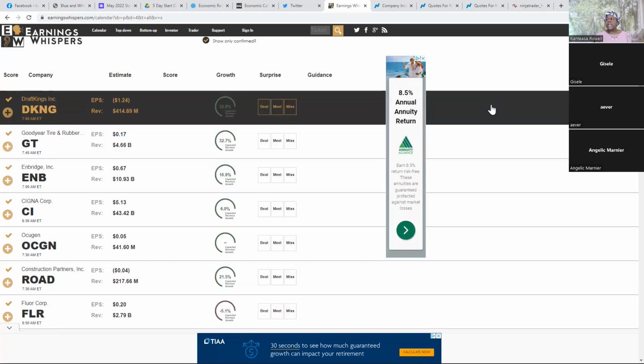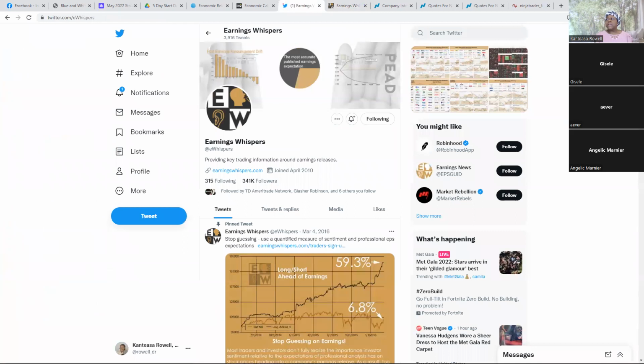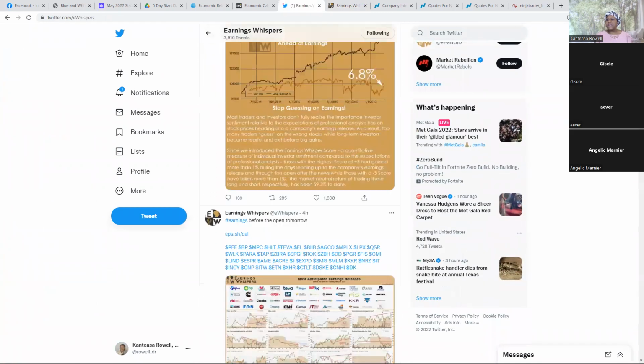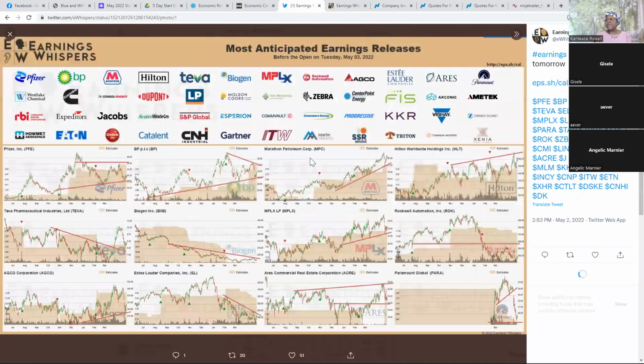Now, this is the website. A lot of people are very familiar with their Twitter page. For Earnings Whispers on their Twitter page, they have this right here so that you can see the earnings that are being released on a single day. And then they'll have them all listed there. So as you can see on this one, Tuesday, May the 3rd, these are the companies that are releasing their earnings on that day. So you can follow this company either on Twitter. They also are on Instagram as well. So Twitter, their Instagram, as well as the website itself, it all provides the same information.